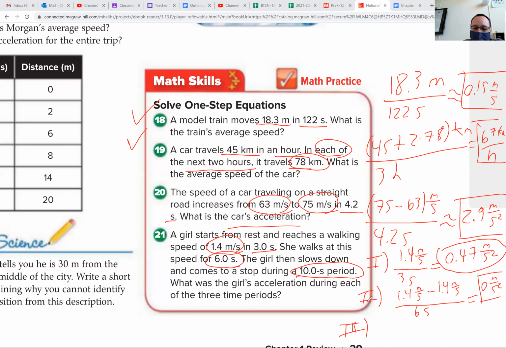All right, last order of business. The 10-second period comes down to a stop, right? So it's negative 1.4 meters per second divided by 10 seconds. That's going to give us negative 0.14 meters per second squared. And it's negative because she's slowing down, right? She's going to a speed of 0 from a speed of 1.4. Okay, so that's the story there.